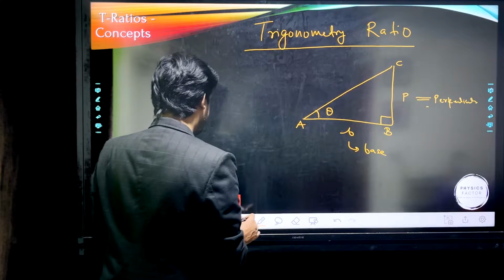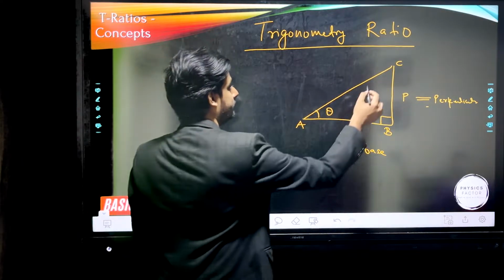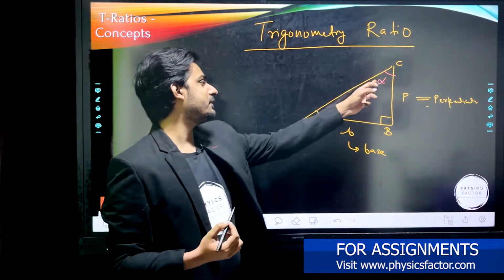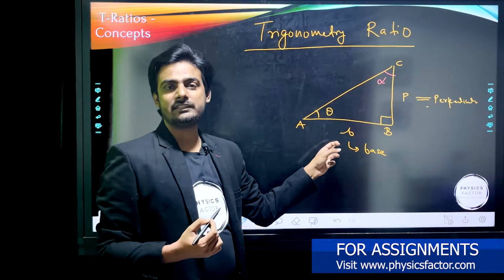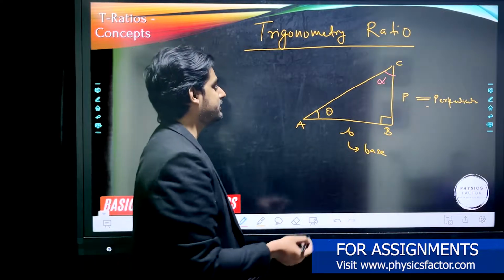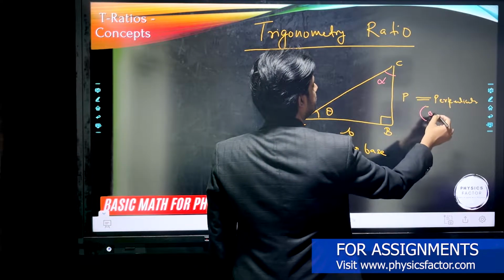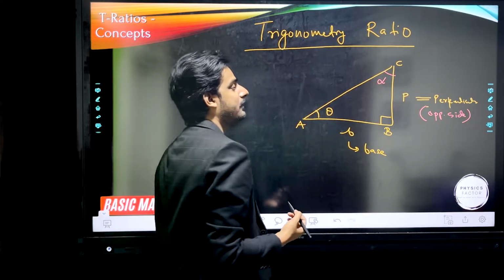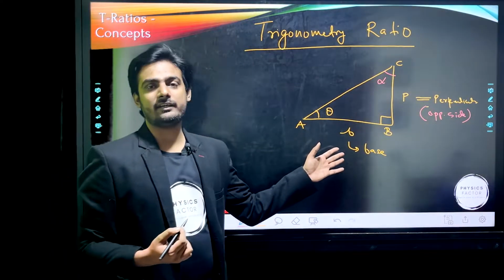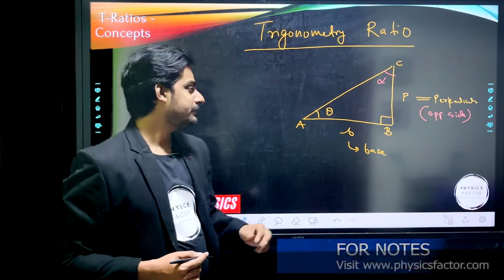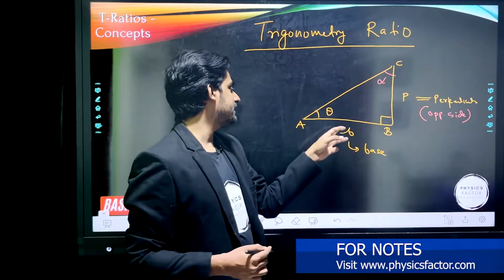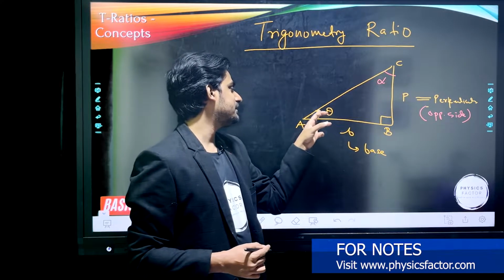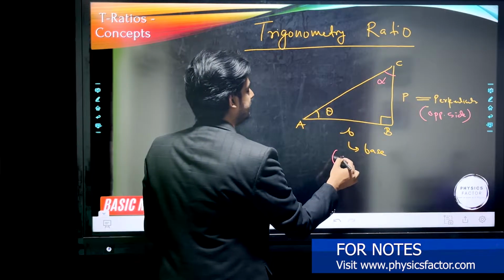If you take this angle, for example, as alpha, then with respect to this angle, this will be the opposite side, and the opposite side is always called perpendicular. We can also say this is the opposite side. So perpendicular and base are always defined with respect to theta. If this is alpha, then this is the opposite side and this becomes perpendicular. Right now with respect to this theta, this is the base, or you can say adjacent side.